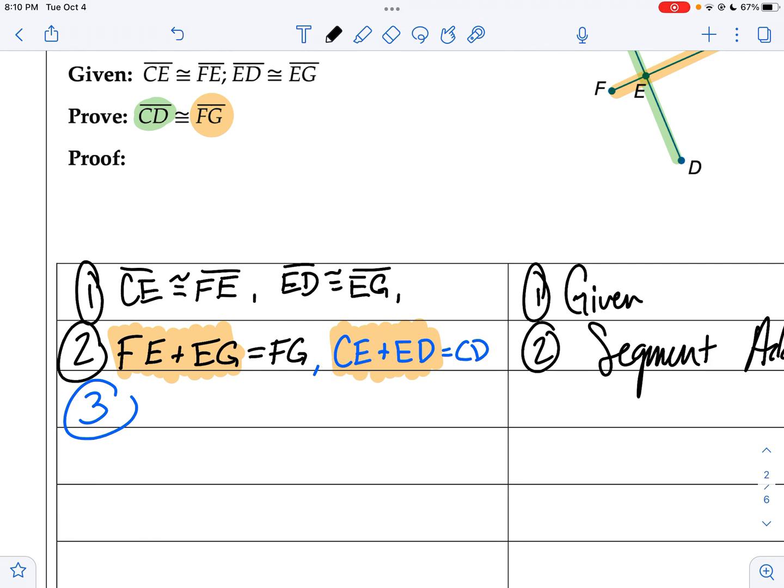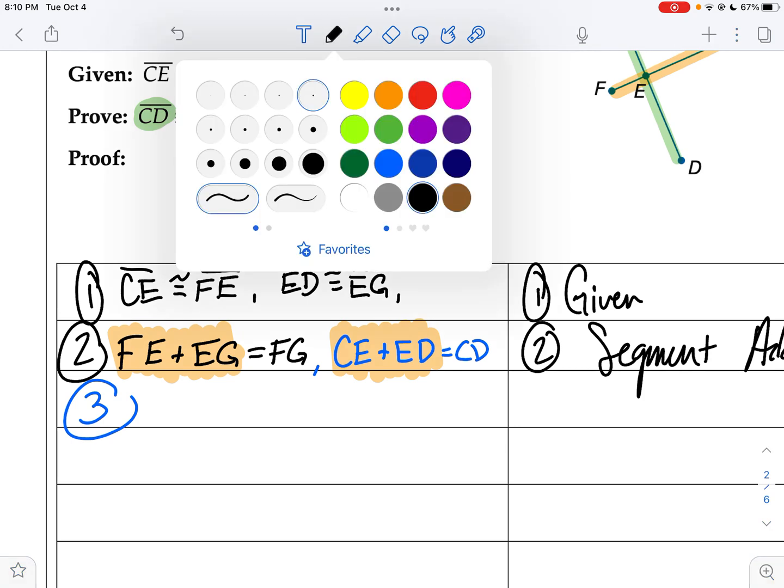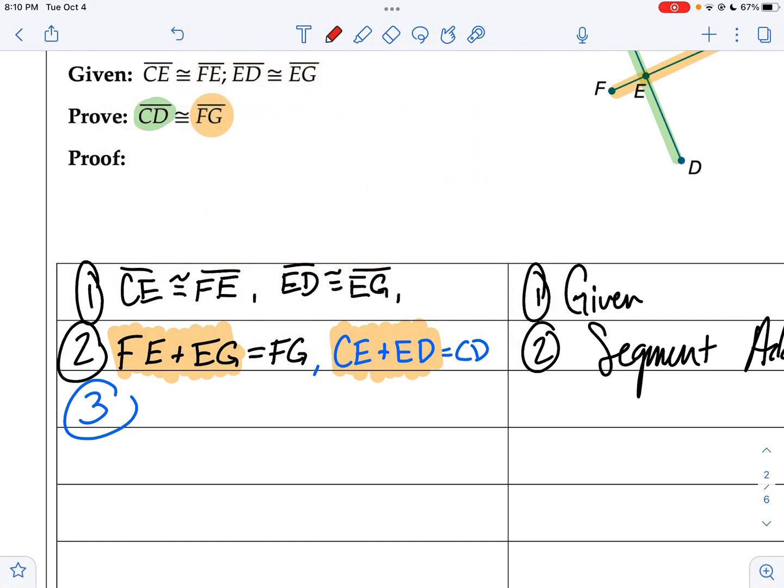Well, I don't want CE because it doesn't match up with anything. So let me change CE. Well, looking at my givens, what could I write instead of CE? Well, instead of CE, I could write FE. So I've got FE plus EG equals FG. I've got FE plus ED equals CD. So I'm closer.